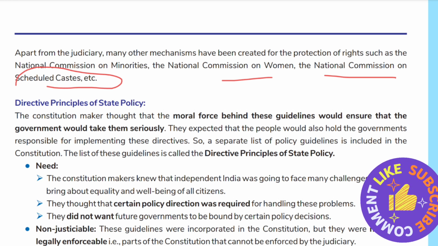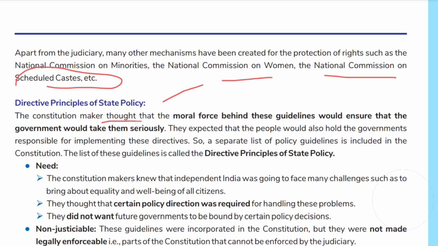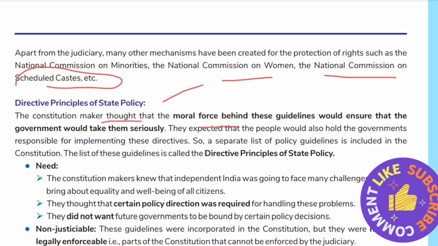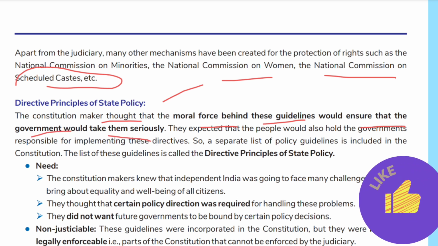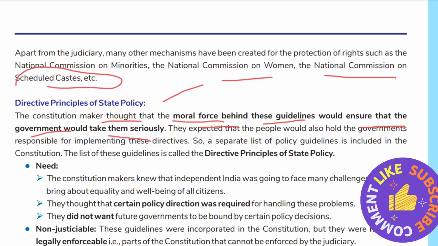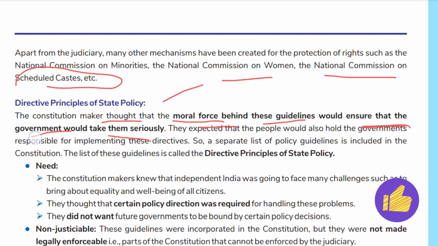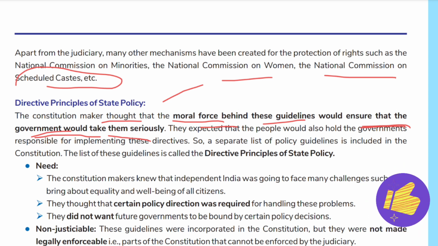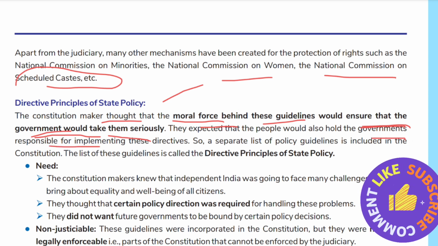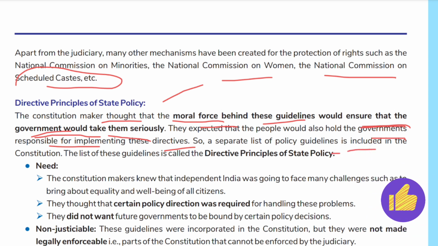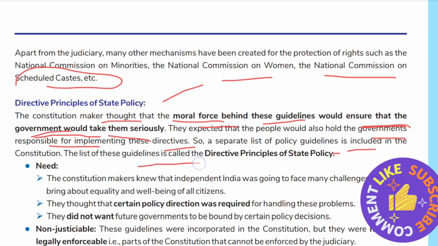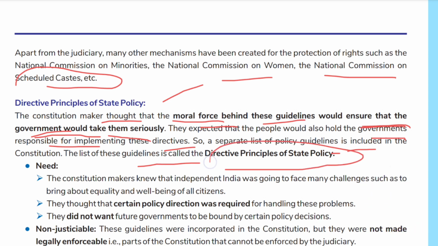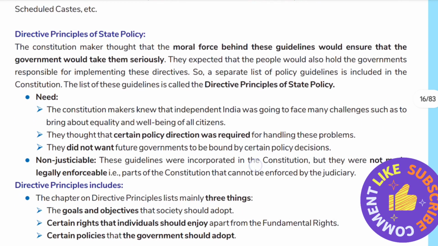Now, directive principles of state policy. The constitution makers thought that the moral force behind these guidelines would ensure that the government would take them seriously. They expected that people would also hold the governments responsible for implementing these directives. So a separate list of policy guidelines is included in the constitution, and the list of these guidelines is called the directive principles of state policy.